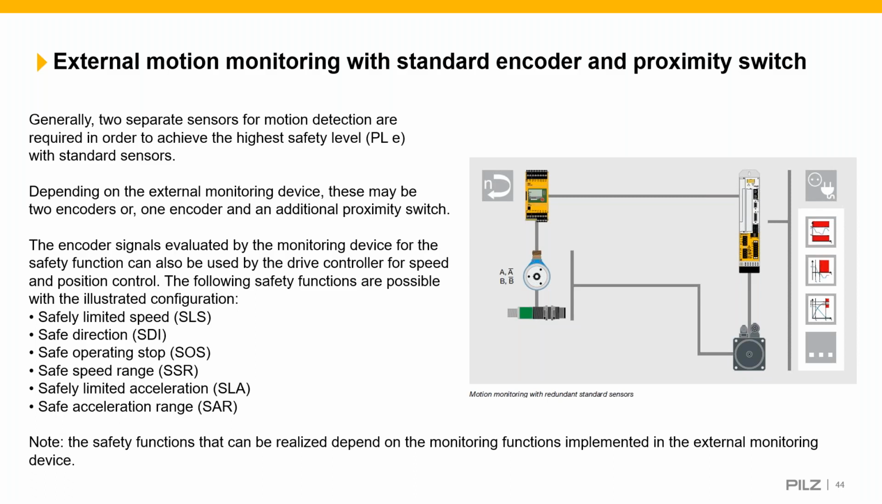The following safety functions are possible with the illustrated configuration. So the safe limited speed, safe direction, safe operating stop, safe speed range, safely limited acceleration and safe acceleration range. So quite a lot can be covered very simply with this arrangement, which gives you a lot to play with in various different applications. So the safe functions that can be realized depend on the monitoring functions implemented in the external monitoring device. So it does depend how this is approached.